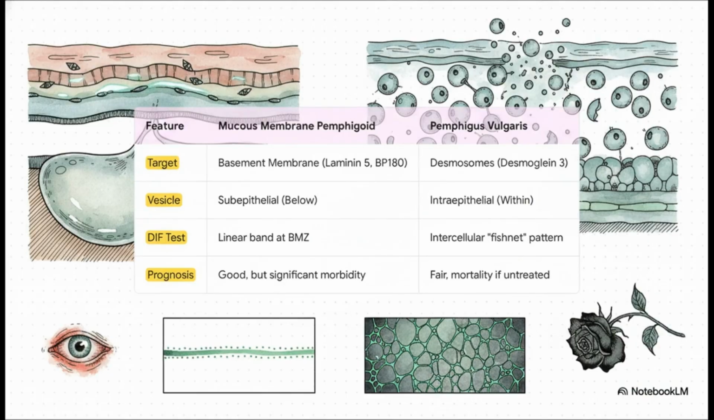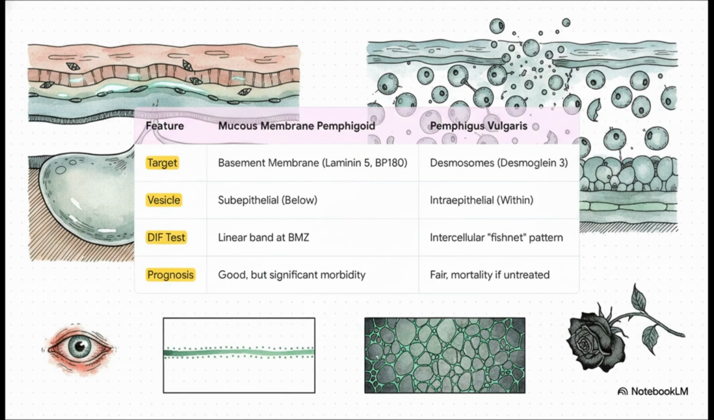Let's walk through it. First, the target. In pemphigoid, the attack is on the basement membrane, the foundation. In pemphigus, the attack is on desmosomes, the little spot welds that hold individual cells to each other. Because of that, the vesicle location is different. Pemphigoid is subepithelial, below the layer. Pemphigus is intraepithelial, right in the middle of it.